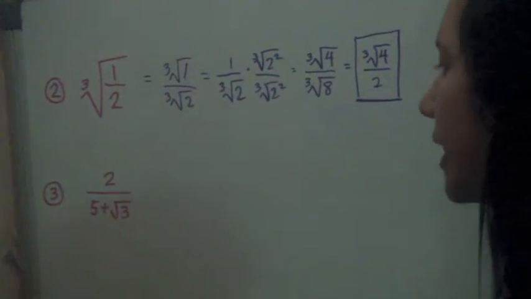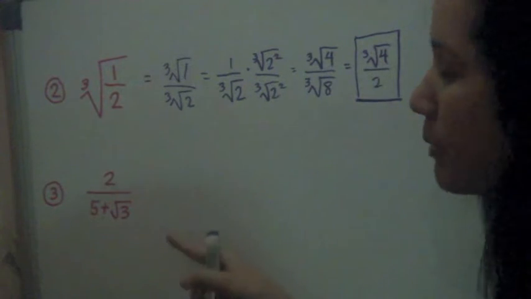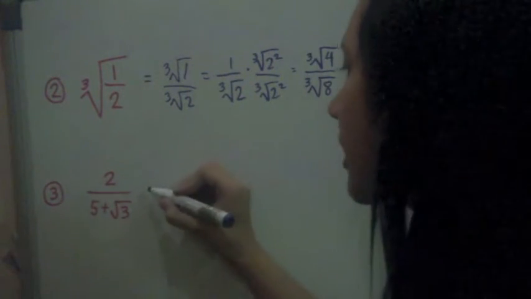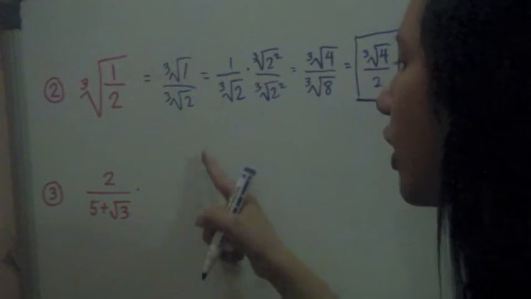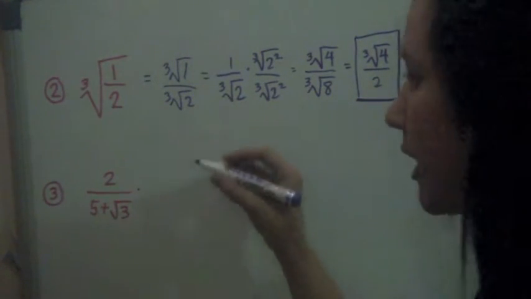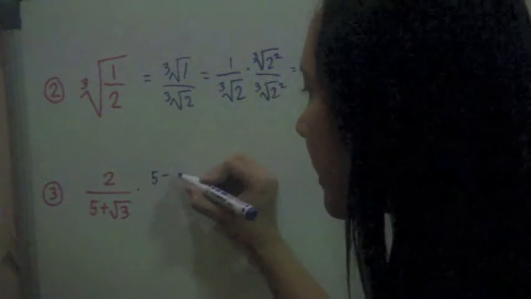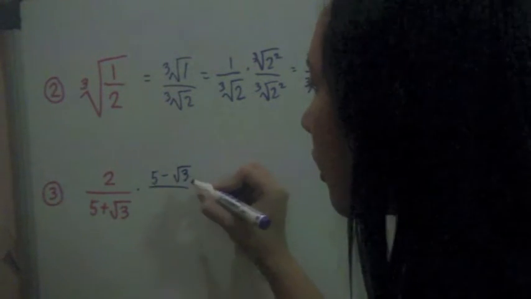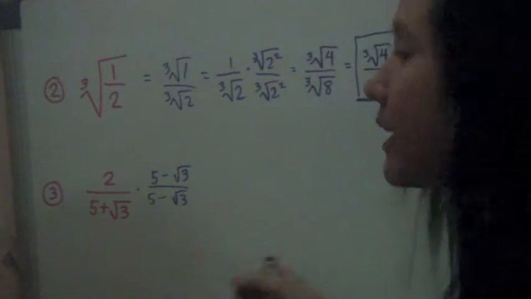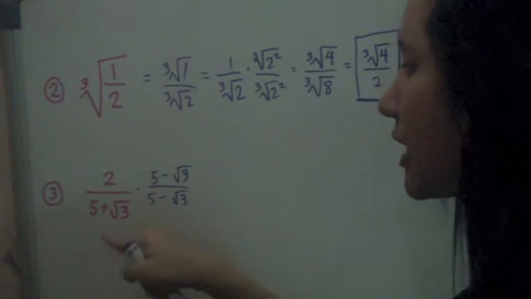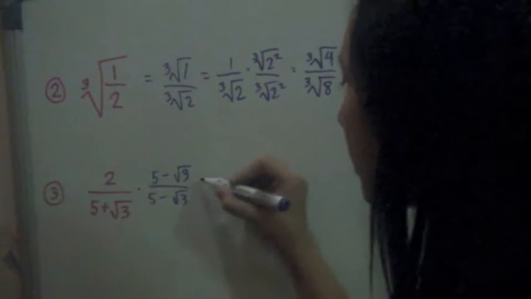Our last problem is 2 over 5 plus the square root of 3. So to simplify this expression, we need to multiply it with the conjugate of 5 plus the square root of 3, which is 5 minus the square root of 3 over 5 minus the square root of 3. So the conjugate means it's the same terms except one is plus and one is minus.